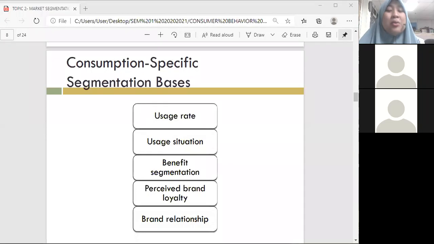MashaAllah. And then we go with the third one, benefit segmentation. When we're talking about benefit segmentation, we are talking about how a certain product gives benefit to you. For example, I give an example about women and men. You realize or not, in a certain mall or shopping complex, they are very good in terms of having security for the woman consumer.